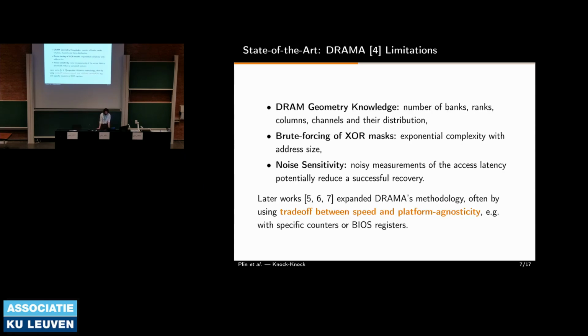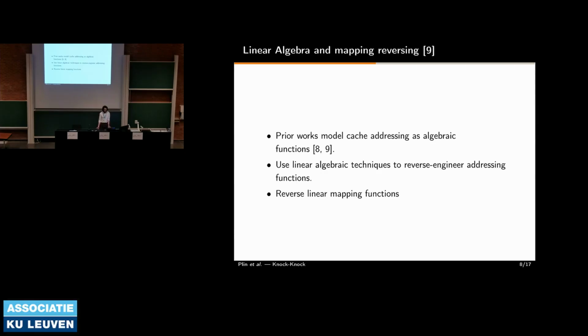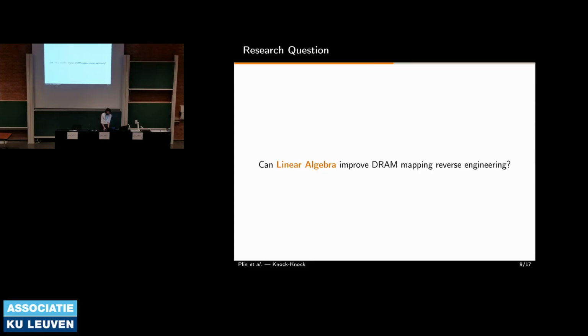Later works expanded this methodology, often by using a trade-off between the speed and the platform agnosticity, for example, by using specific counters or on some specific generation of Intel CPUs. By luck, some previous work on cache addressing used algebraic functions and linear techniques to reverse engineer the addressing functions. So our research question is, can linear algebra improve DRAM mapping reverse engineering?